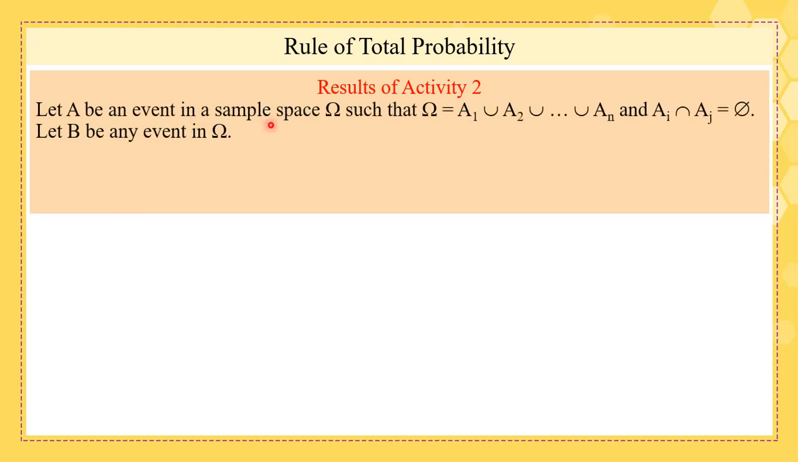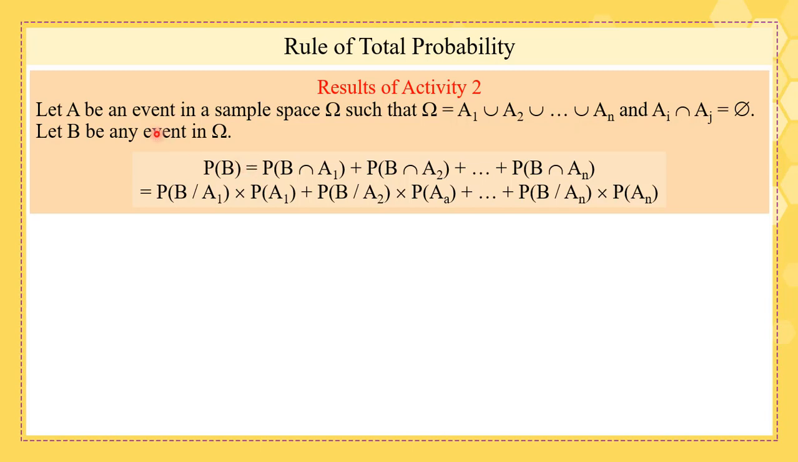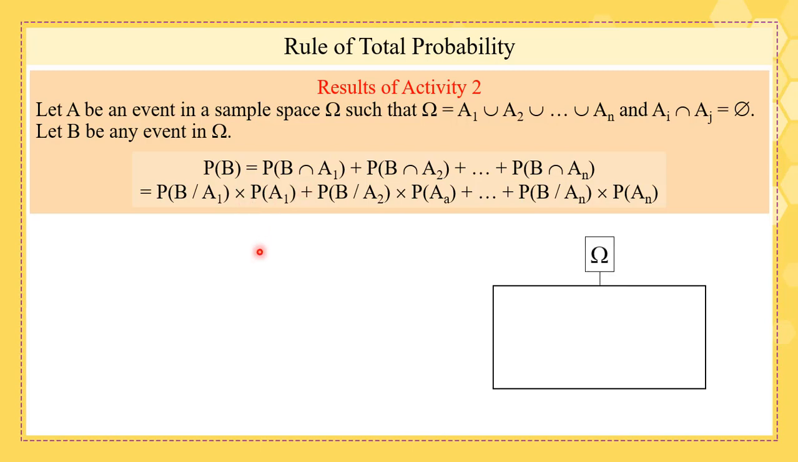A is an event in a sample space omega such that omega is distributed as A1 union A2 union ... union AN, and the intersection between any two A's is phi, and B is another event in omega. We can say that the probability of B is the probability of B intersection A1 plus the probability of B intersection A2 plus ... plus the probability of B intersection AN. And each probability of these is going to be written in another form using conditional probability. Let's see an illustration about this formula.